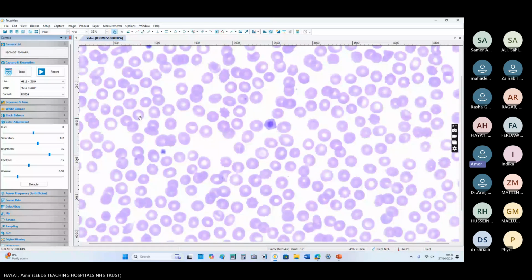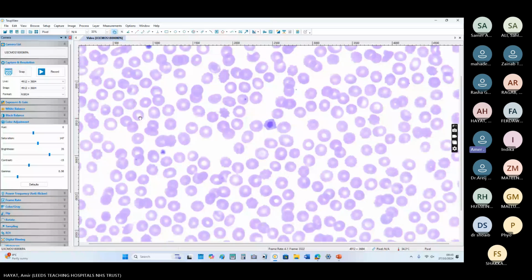The blood film is consistent with macrothrombocytopenia. This patient needs further investigations to exclude congenital causes of macrothrombocytopenia. This patient is 7-year-old. He has recurrent bleeding and bruising, and he has macrothrombocytopenia. The next question would be, what are the different causes of macrothrombocytopenia?